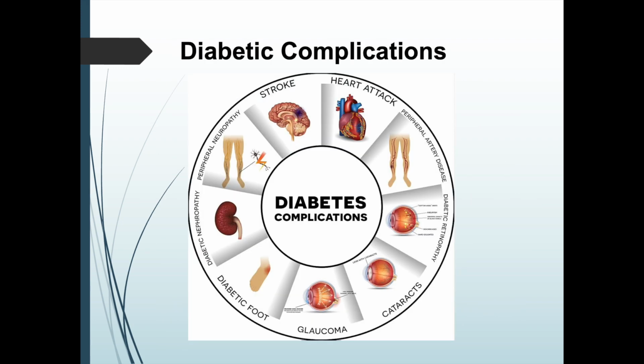Then, when diabetic condition happens, these are the complications in the later part of your life, as that disease progresses. It can go to stroke, heart attack, or peripheral artery disease, and diabetic retinopathy, cataracts, and glaucoma, and diabetic foot. All this: diabetic nephropathy, peripheral neuropathy, all those get affected.